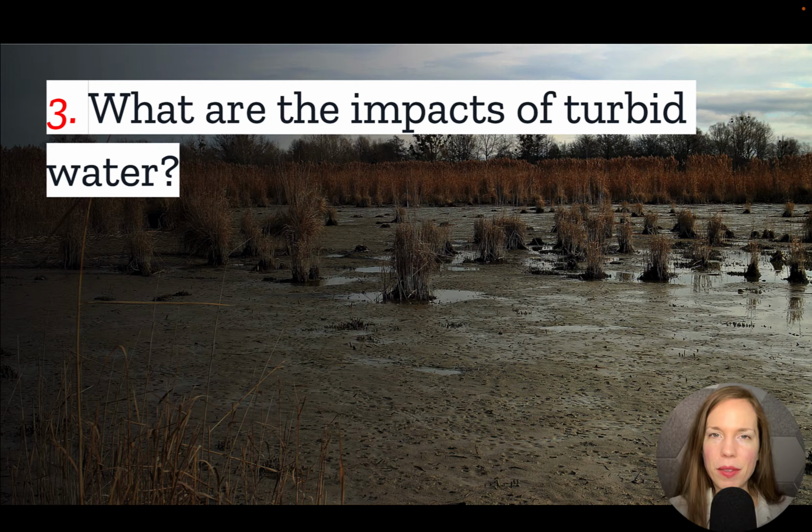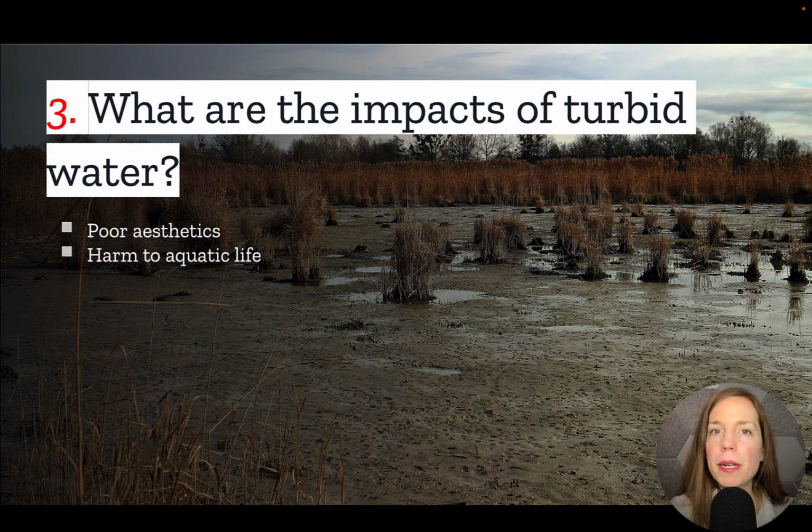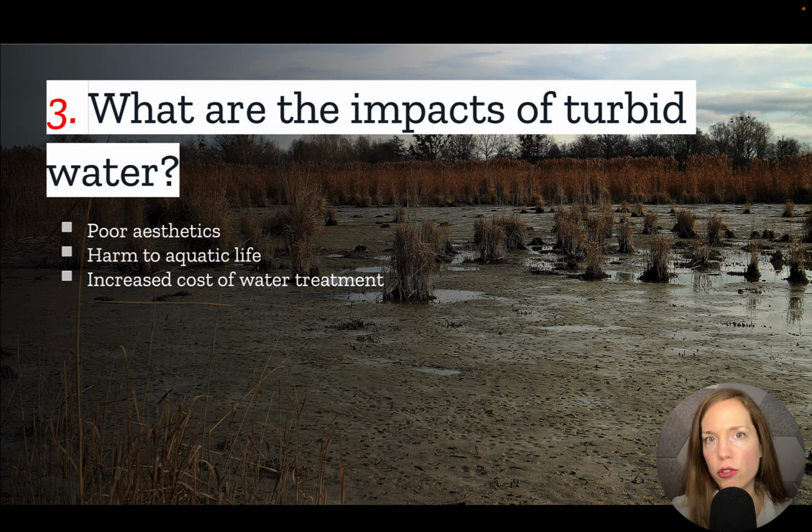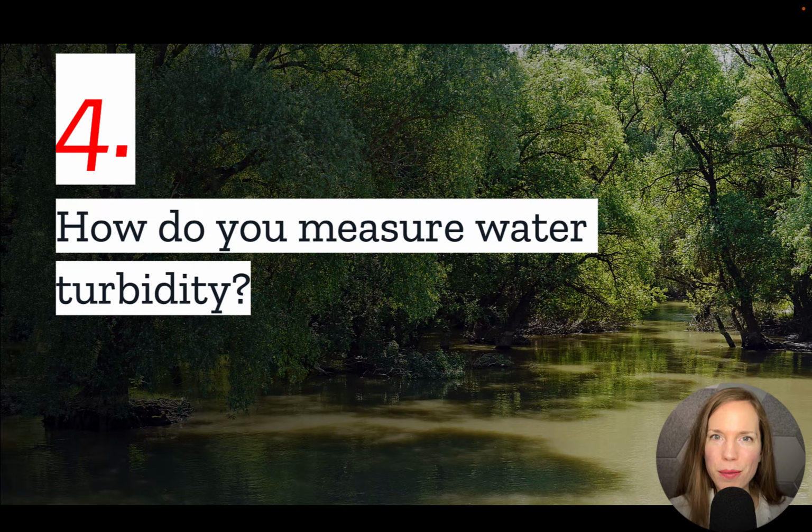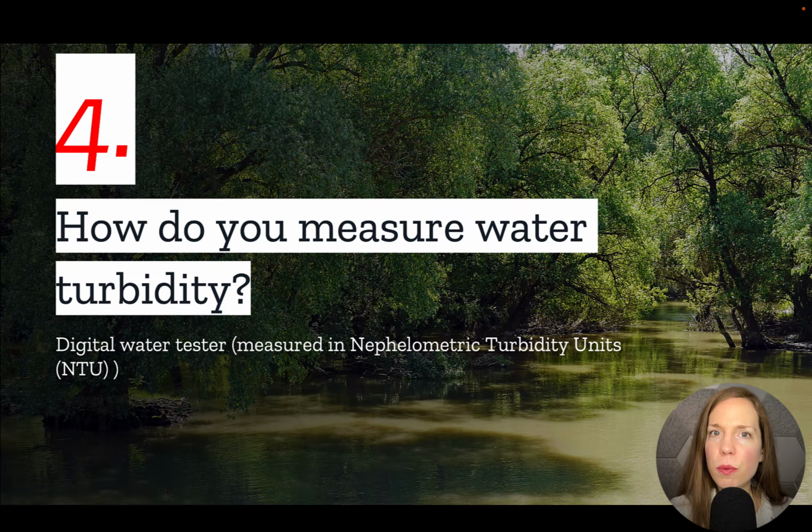Number 3. What are the impacts of turbid water? Well, the primary impact is aesthetic. Turbid water just doesn't look as nice. But it can also harm aquatic life and increase the costs of water treatment. Number 4. How do you measure turbid water? The easiest way to measure the turbidity of your water is to buy a digital water tester. These are fairly easy to find and pretty affordable, and they will give you a turbidity measure in NTUs.